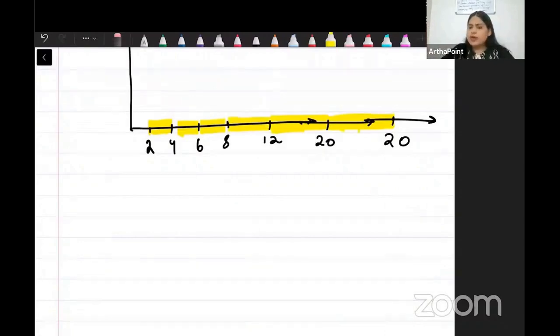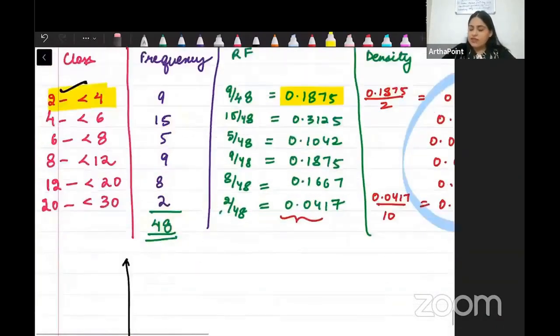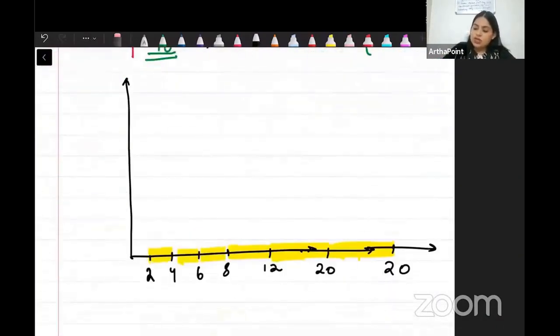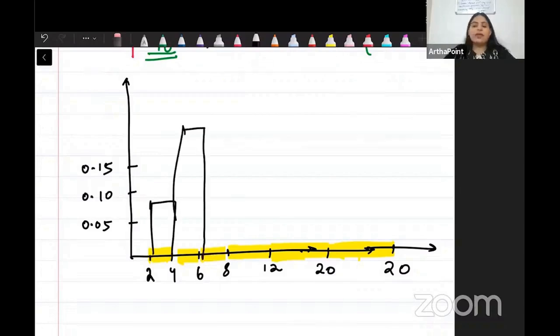And now just go ahead and plot these values. So the first value is 0.094. Again, I am leaving it up to you. You can plot these. Take 0.05, 0.10, 0.15 here. And accordingly, you will just plot these and you will get a diagram out of it. Okay. So what I want to show is that beta, here you have density now. You no more have relative frequency. You have density.